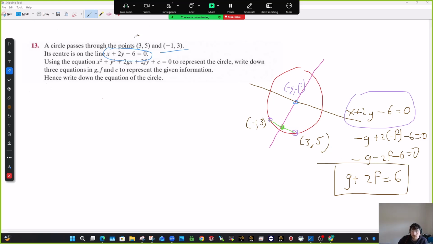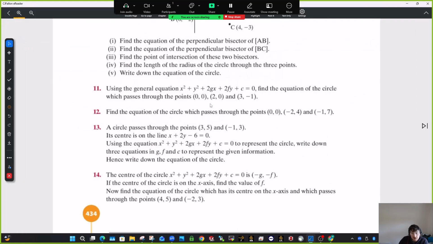The other 2 will come from putting the points in there into this down here. Put 3 in for x, 5 in for y, and then you get something with G, F and C in it. Minus 1, 3: put minus 1 in for x, put 3 in for y, and then you get something else with G, F and C. And away you go on your simultaneous equations. Okay, pause that. Hopefully it's all making sense now for everyone who's stayed with the videos. You're starting to see things click, hopefully.